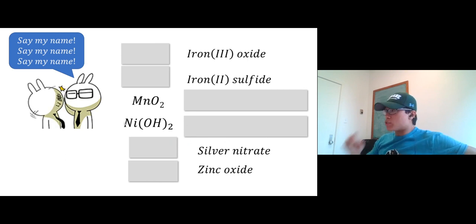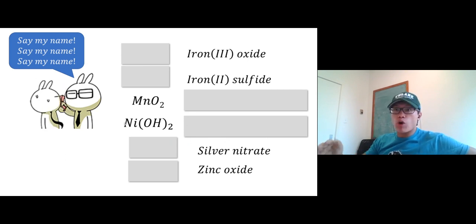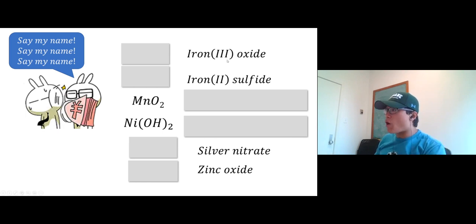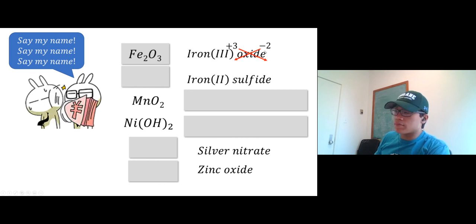All right, we do naming now. Same thing. This is an ionic compound, so we cross over the oxidation numbers. For example, iron(III) oxide. So iron +3, oxide -2. So cross it over. That's it.